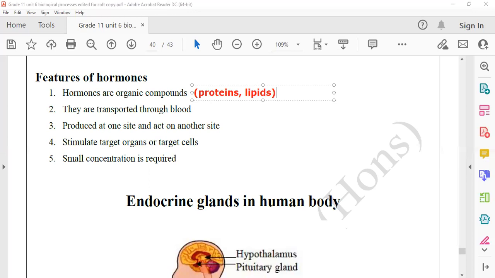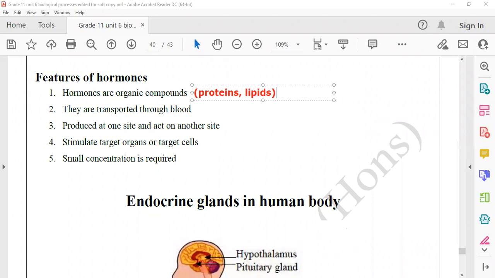The fourth one, they stimulate the target organs or target cells. Stimulation means they will go and give a command: you do this. It is like a key to a vehicle. What does the key do in a vehicle? If the right key is there, the vehicle will start, correct? Yes, sir. Thereafter, functioning of the vehicle doesn't depend on the key, correct? Yes, sir. To start the engine, you need the key. Does that mean the key is making the vehicle run? No.